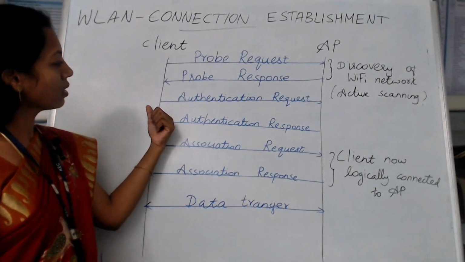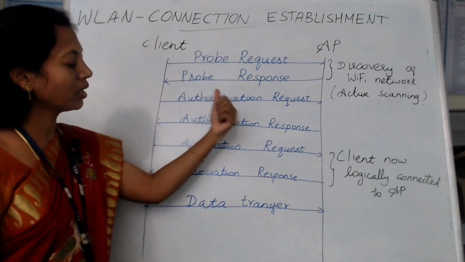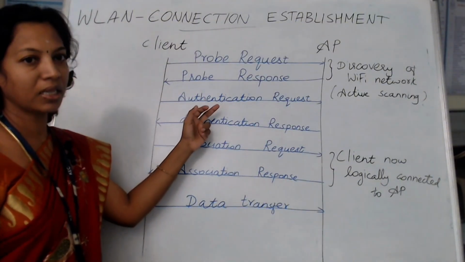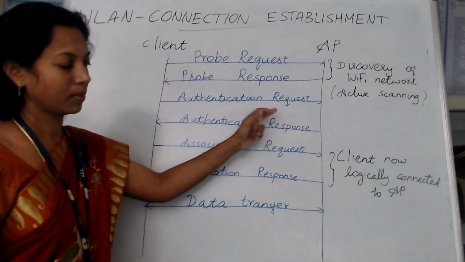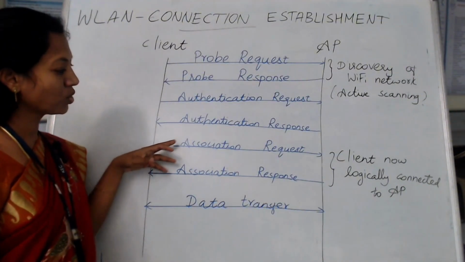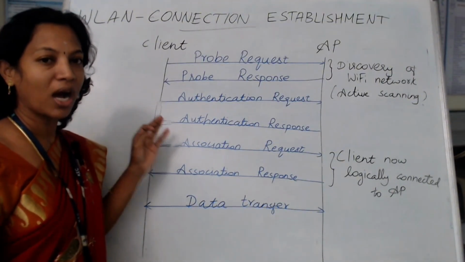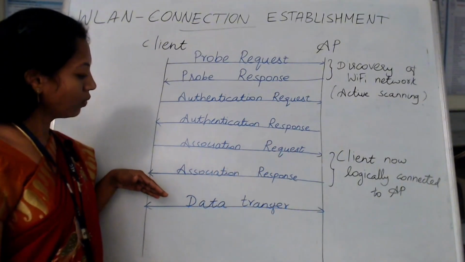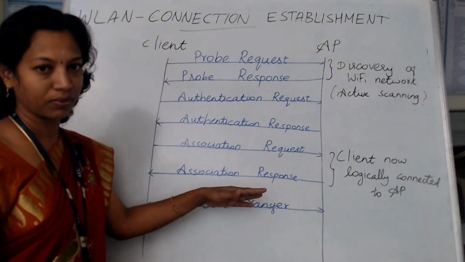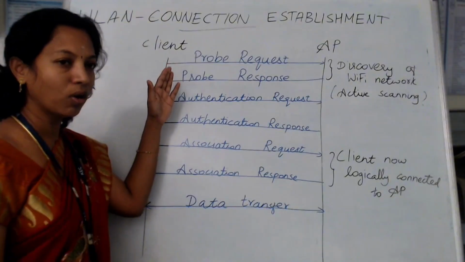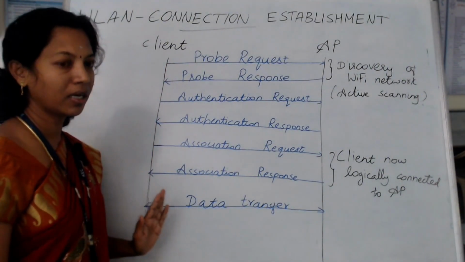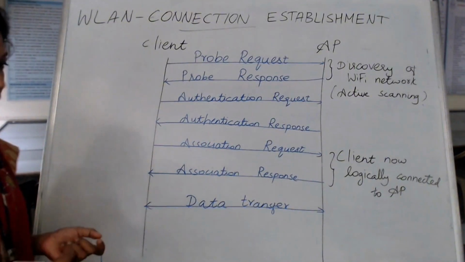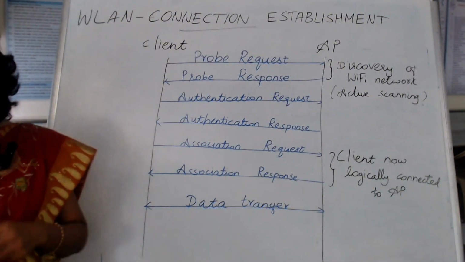The next one is the client has to be authenticated with the access point. It can be done by sending the authentication request. The next one is association. The client has to associate with the access point. And then there will be a data transfer. By completing all these steps, at last the data transfer begins. So here the first thing is discovery of the Wi-Fi network.